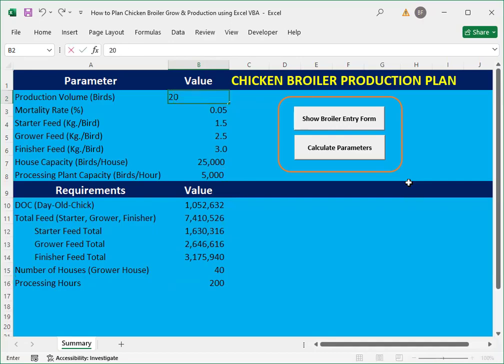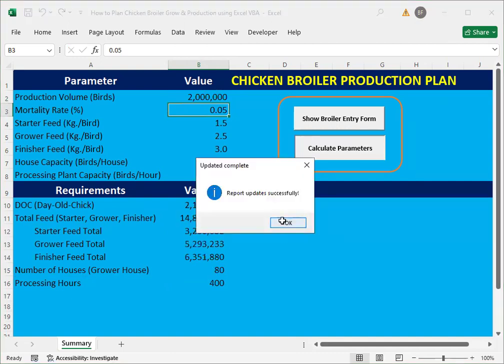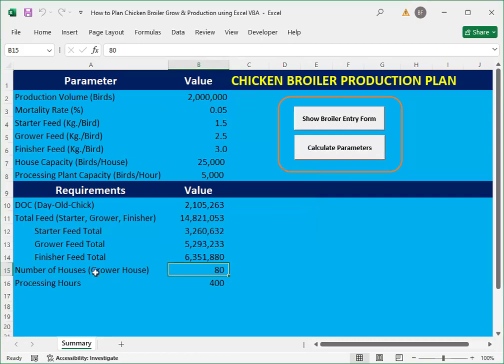Let's say we expect to produce 2 million per cycle. Okay, calculate. Okay, now we need more houses, 80 houses, and the processing hours will become 400. The feeds would become 14,821,000 kilograms. So there will be more money that we're going to put in our investment, to produce the feeds, to buy the day-old chicks. Now we're gonna need 2,105,263 day-old chicks.